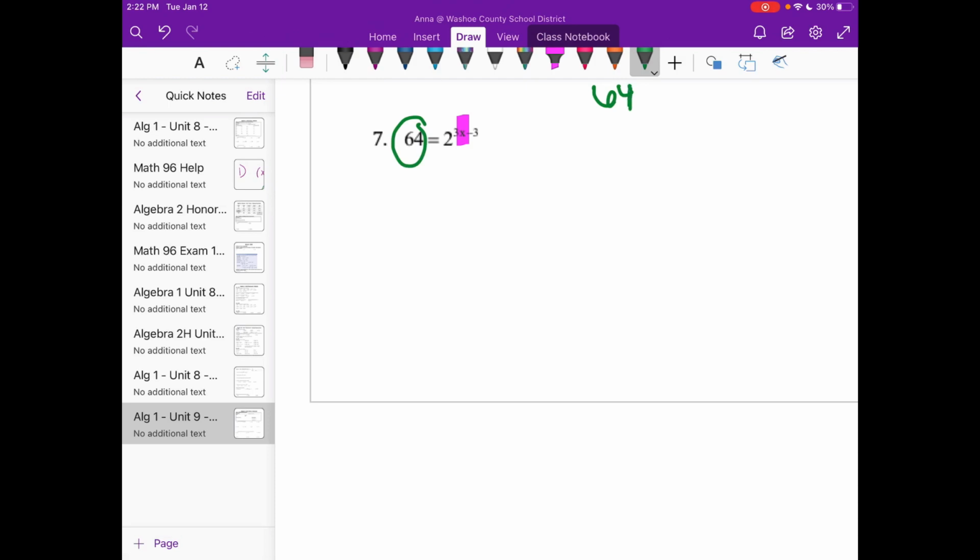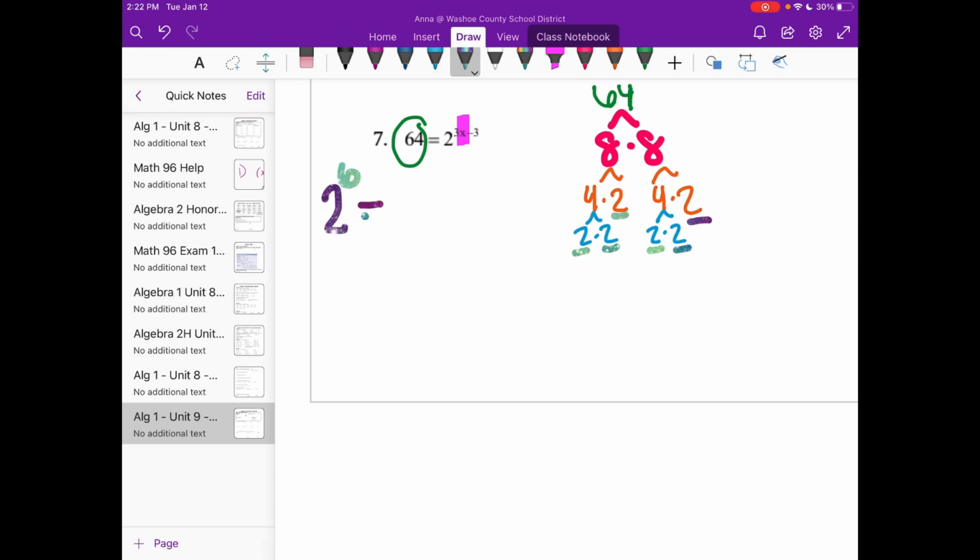So I know that 64, from our perfect square unit, is 8 times 8. I know that 8 is 4 times 2, so I got a couple of those guys. And I know that 4 is 2 times 2. So look at this. I have 1, 2, 3, 4, 5, 6 2's. We're going to rewrite it just like that over here. So 2 to the 6th equals 2 to the 3x minus 3.